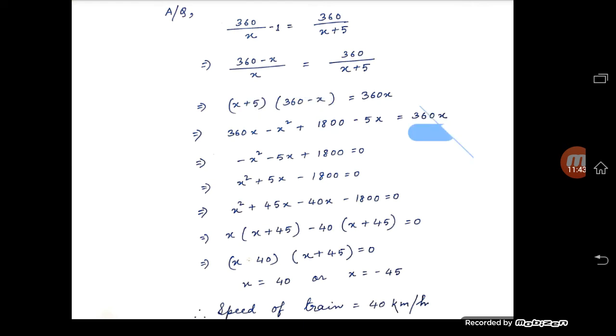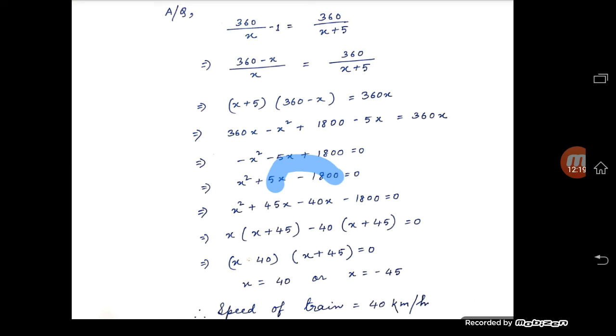Now 360x and 360x will get cancelled out. What will remain? Minus x square minus 5x plus 1800 equal to 0. We multiply this entire equation with minus 1. So what we'll get? Minus x square will become plus x square, minus 5x will become plus 5x, plus 1800 will become minus 1800.